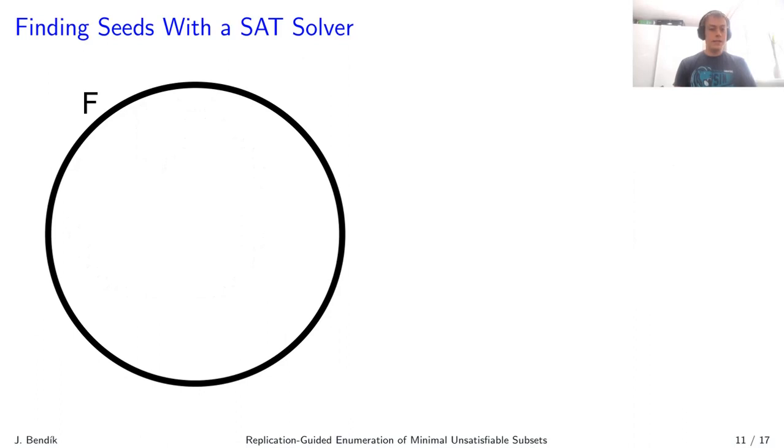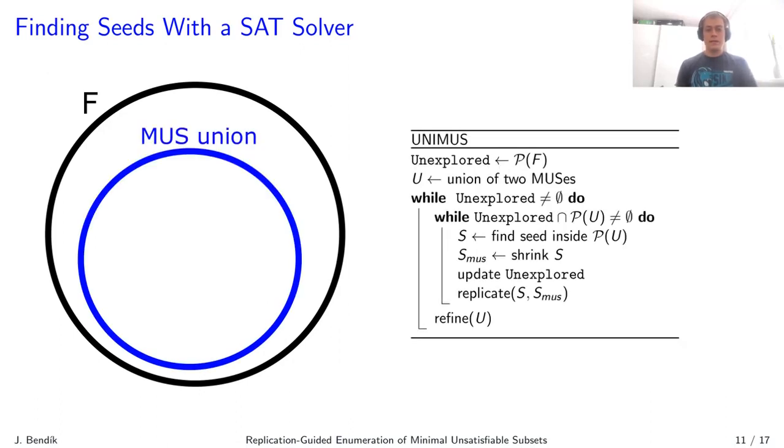To find seeds that are relatively small and that can be found relatively quickly, we exploit, in Unimousse, the union of all mousses of the input formula. Assume that this blue circle is the union. Observe that every mousse has to be contained in the union. Consequently, it is enough to search for seeds inside the union. In practice, it is often the case that the union is relatively small, and thus the seeds can be indeed very small. The question is how to find the union.